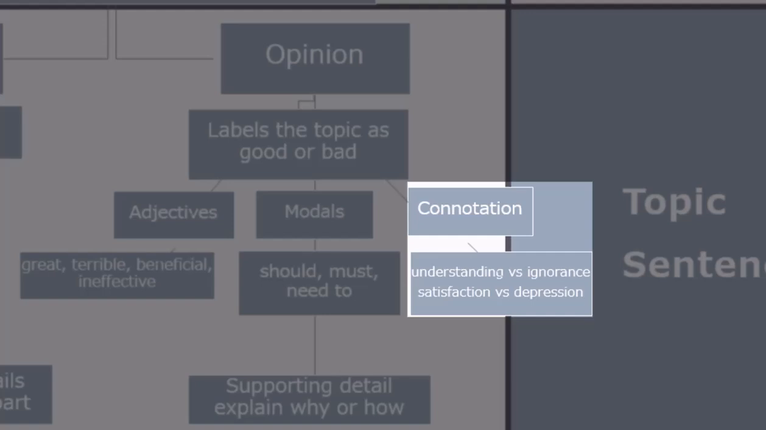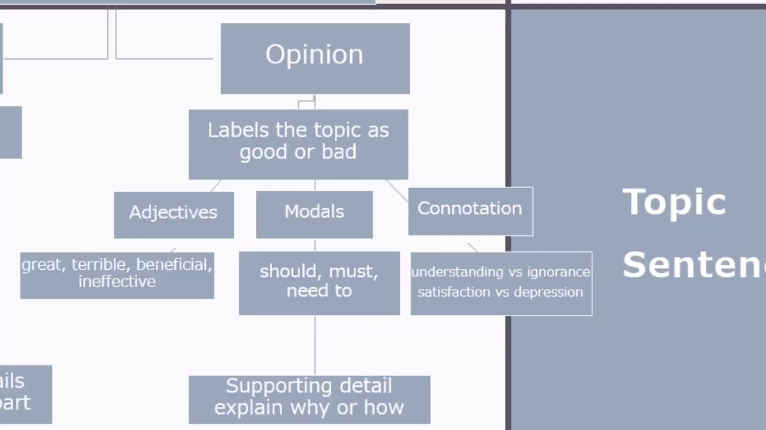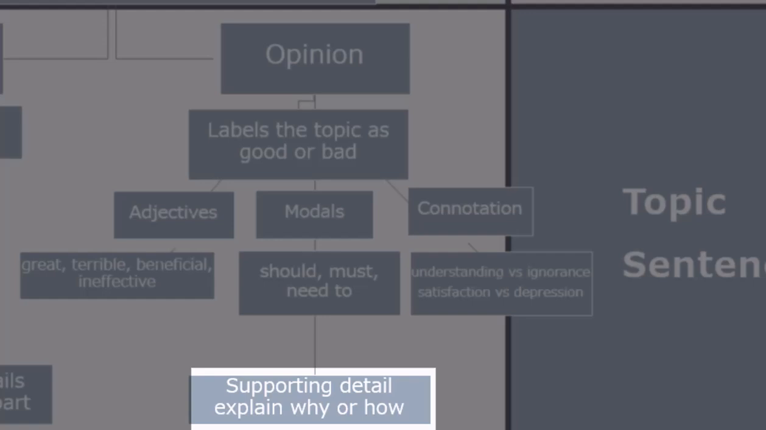Like understanding. If you're understanding something, we think that's a good thing, right? You want to understand the world around us. And ignorance is when you don't know something, that's something bad. Satisfaction, you're feeling good, versus depression, a deep feeling of significant sadness. That is something that is bad. And then the supporting details of this type of paragraph are going to explain why or how your opinion is correct, why the topic is good or why the topic is bad.